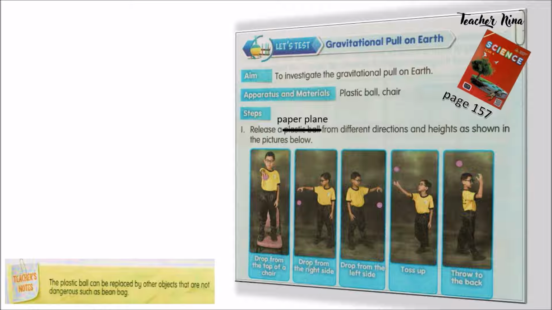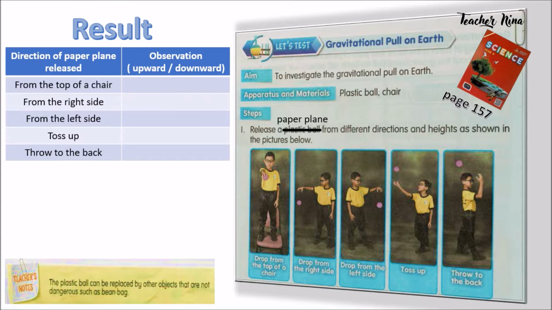You just be careful, stand on a chair and just drop it, and then you observe where your paper plane goes. And then next you will drop it from the right side and then from the left side, and you toss it up, and lastly you can throw it to the back. Okay, and then you observe what happens. Okay, this is the table of result that you can draw.